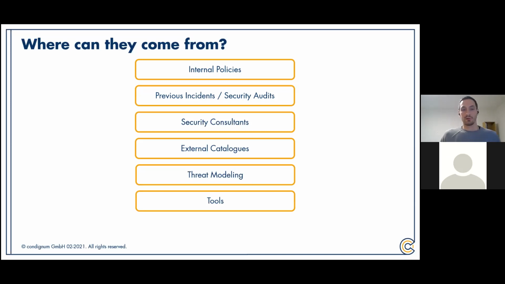And of course, there are also a few tools out there which can help you define your own security requirements. And I'm sure there are many, many more possible sources. But for me, in my experience, those are the most important ones where we can get a lot out of it.